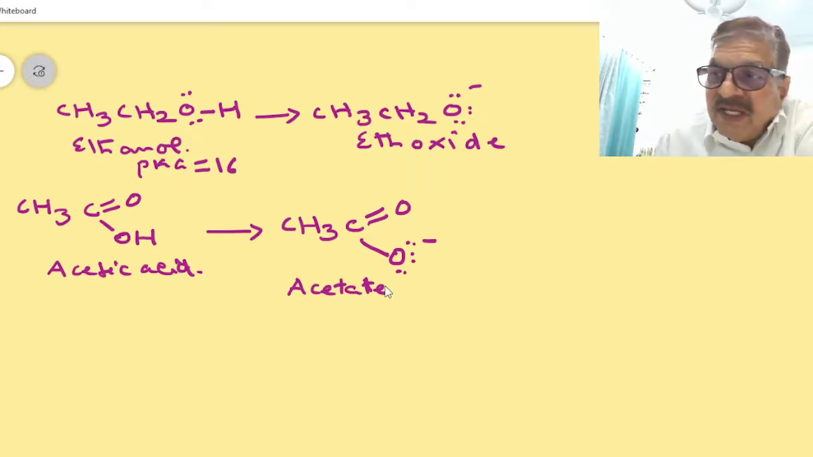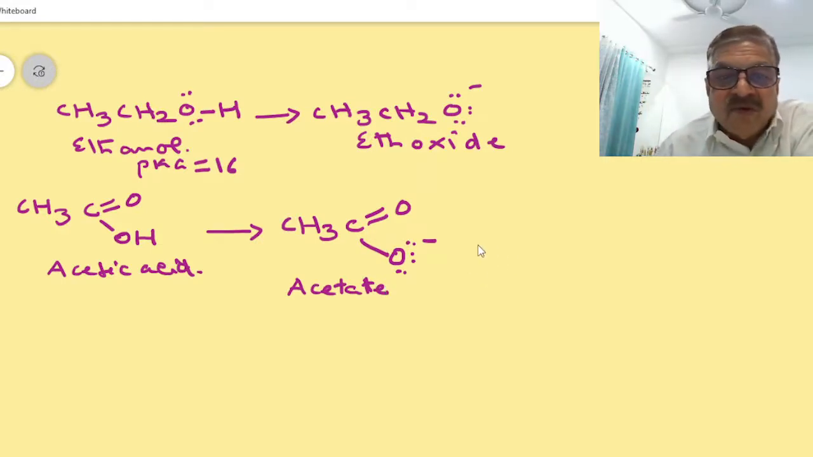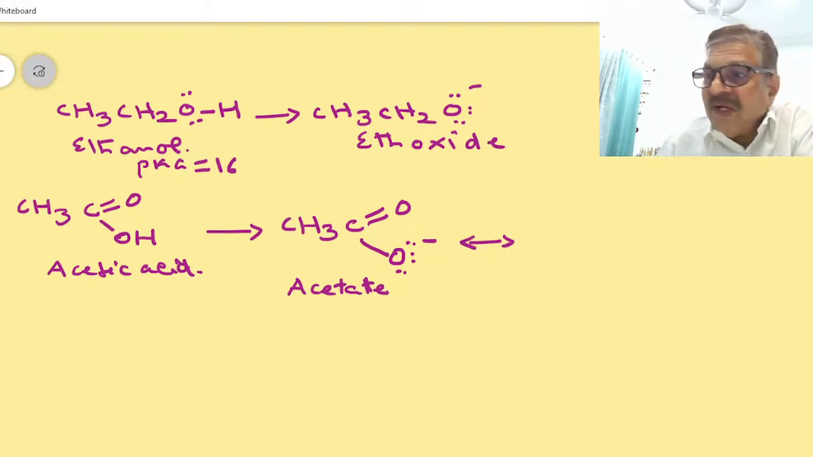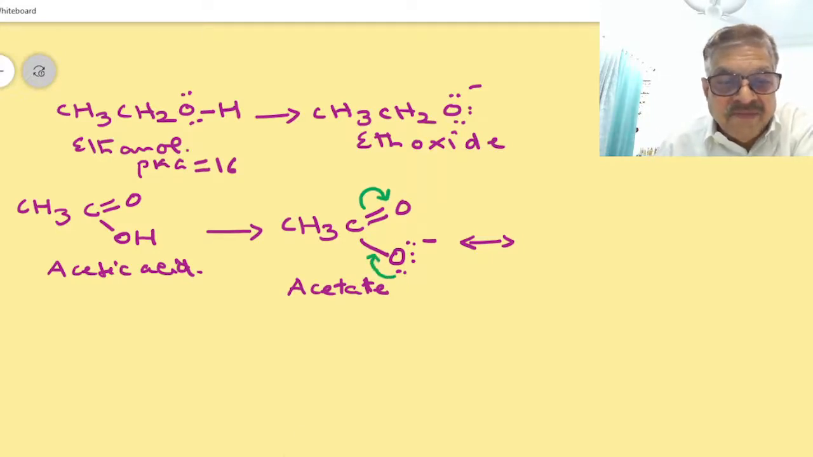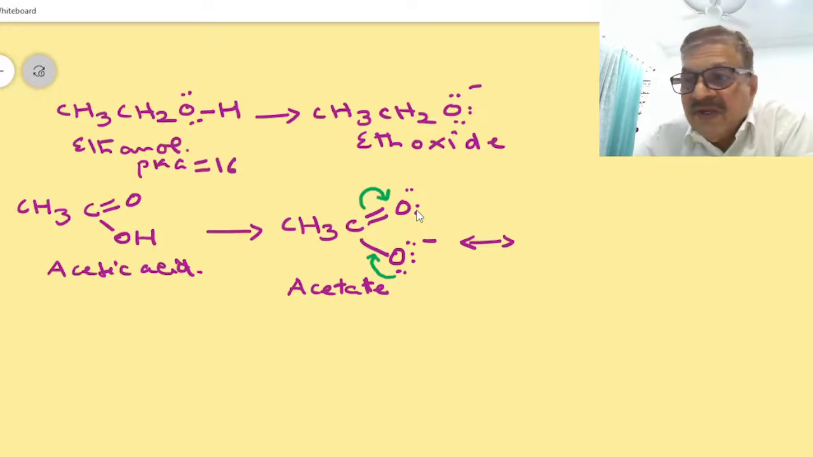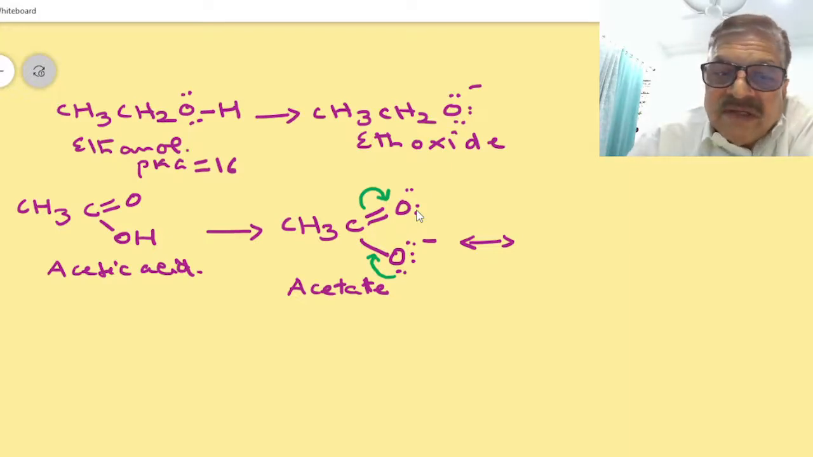Correct. In the case of acetate anion, we can draw two resonance structures here. Two resonance structures are possible. This is one resonance structure. Then there will be electron delocalization here. How does this electron delocalization occur? Now, here there will be two electron pairs. This is the acetate anion. So electron delocalization takes place in this fashion here.